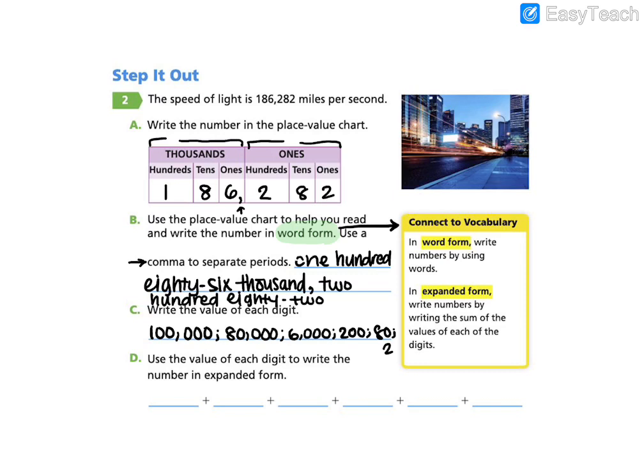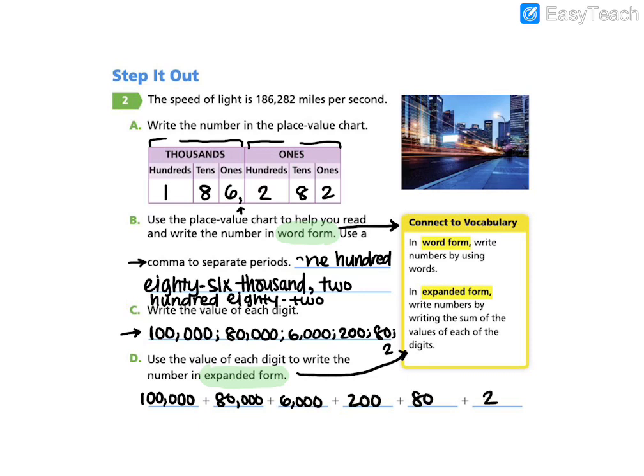And now when we look at D, we see use the value of each digit to write the number in expanded form. Again, we're going to reference our vocabulary. In expanded form, write numbers by writing the sum of the values of each of the digits. So we just wrote out those values here. Now we're going to write it in a sum. So we're going to use our symbol to add in between. So we have 100,000 plus 80,000 plus 6,000 plus 200 plus 80 plus 2. So we have standard form up here, then we have word form in letter B and expanded form in letter D.